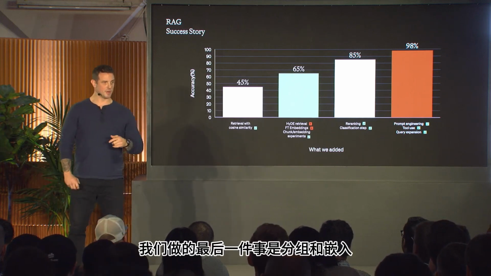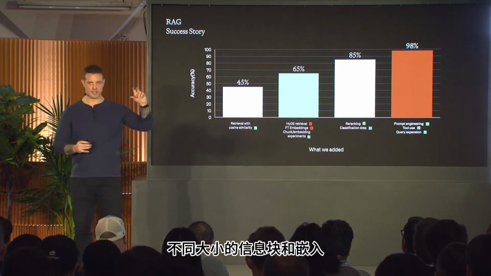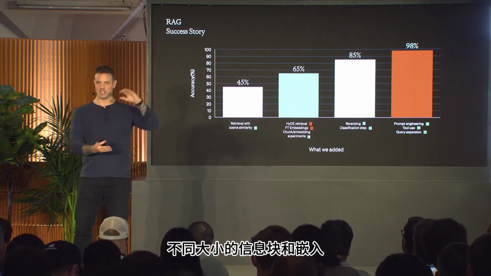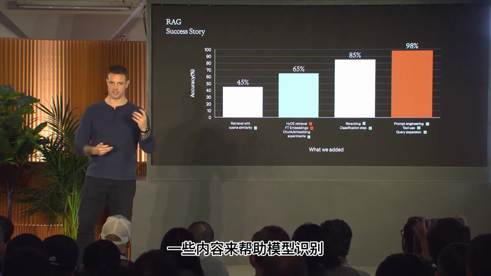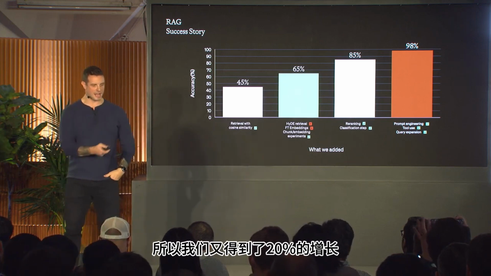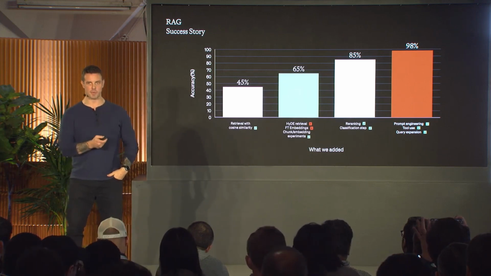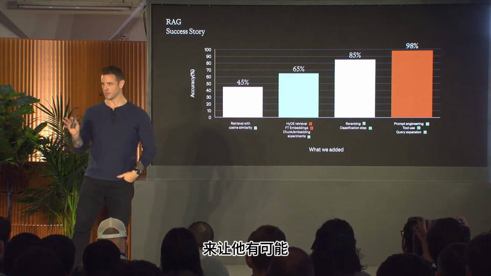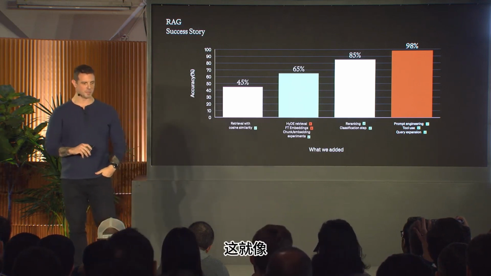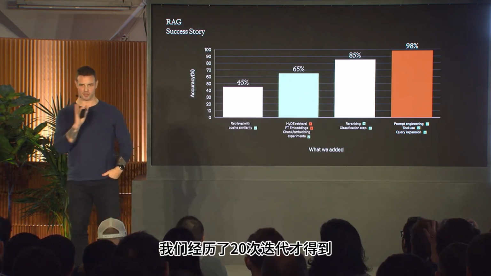And the last thing we did was chunking and embedding. So trying different size chunks of information and embedding different bits of content to help the model discern what was most relevant. Again, we got a 20% bump, but we were still fairly far from something that's possible to put in front of customers. And this was maybe 20 iterations that we'd gone through to get to 65%.